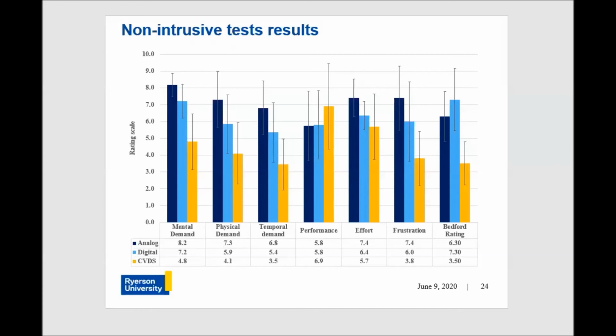But on the other hand, participants using the CVDS display had less physical, mental, and temporal demand, and they were able to perform better. Using the three-dimensional waypoints and terrain textures improved their performance while reducing the effort needed for control, and they also had reduced frustration levels. And the Bedford rating also revealed that they had additional mental capacity to spare, which was not observed in the case of analog and digital displays, which showed that participants had experienced higher workload conditions.